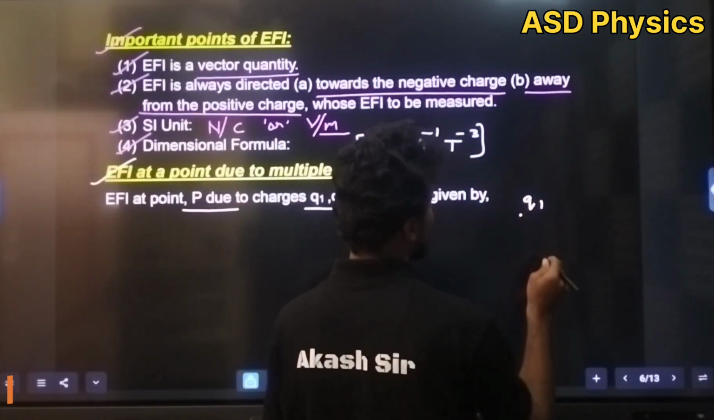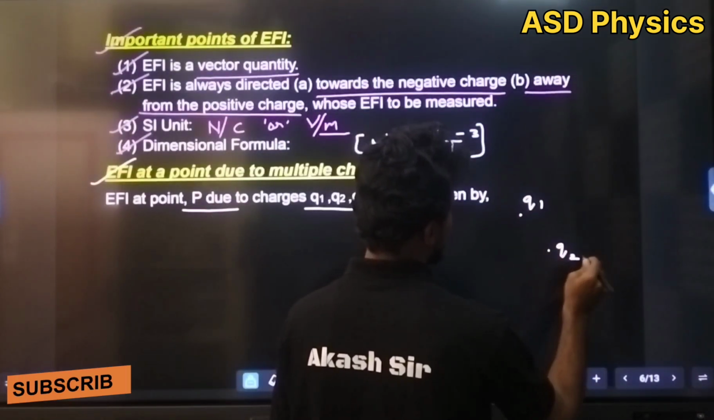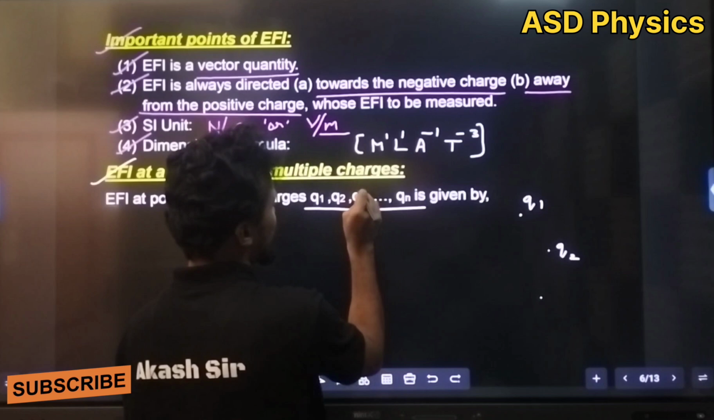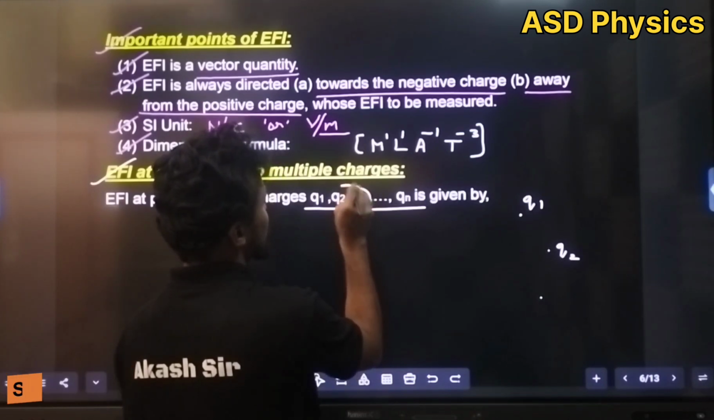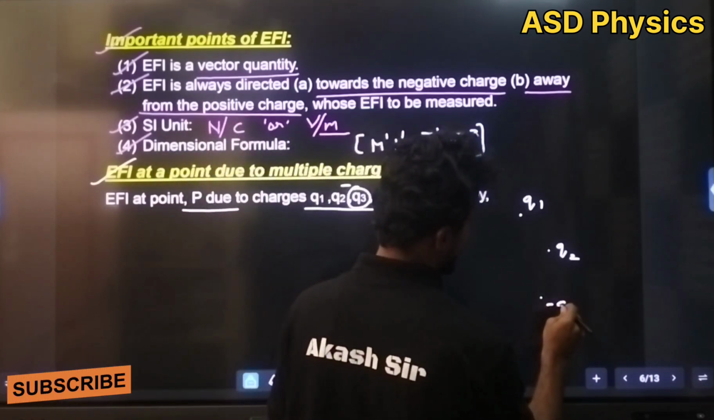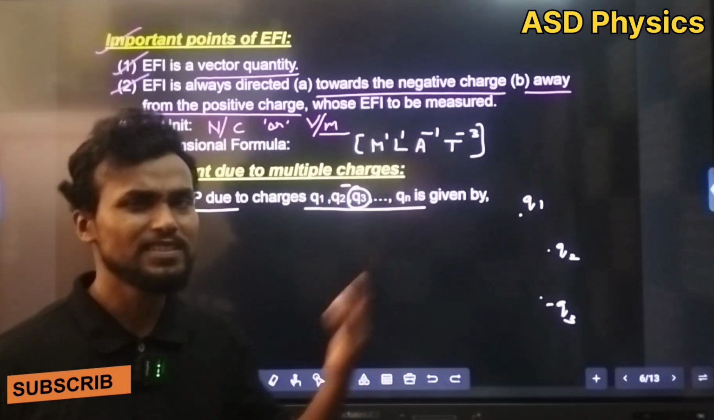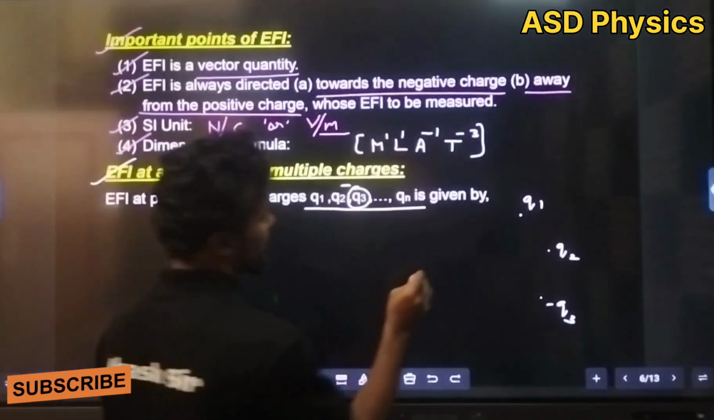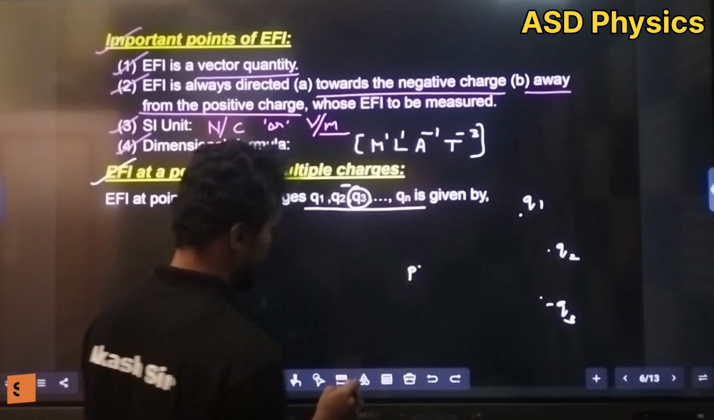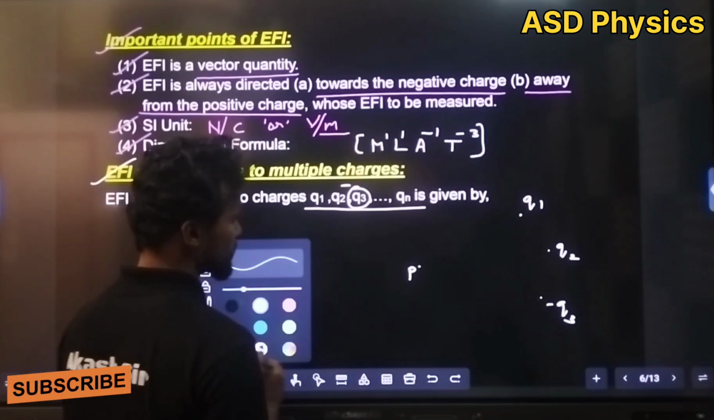Let's take here, I have taken charge Q1, charge Q2. And let's take one more charge, I have taken minus Q3. I am taking the minus so that you can understand more properly. Now I am just going to do it for three charges, but for n charges also we can use it, no problem. Let's take for example this point P here. Now students, let's see here please.